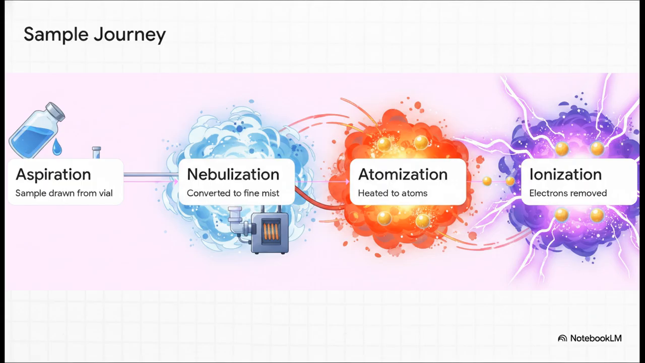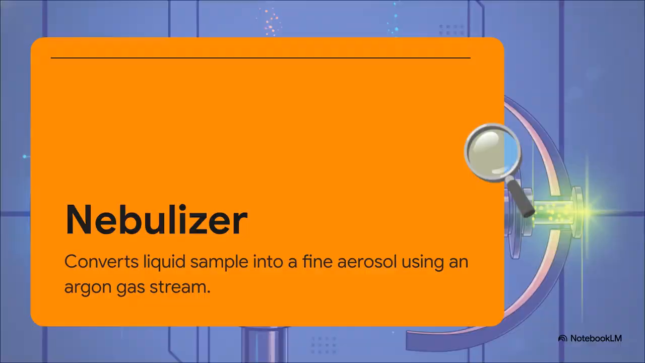So here's the sequential pathway our liquid droplet is about to take. It's aspirated from its vial, nebulized into a fine mist, atomized into individual atoms by extreme heat, and finally ionized. And by ionized, I mean it will literally have electrons ripped away to form a charged ion. It all starts at the sample introduction system.